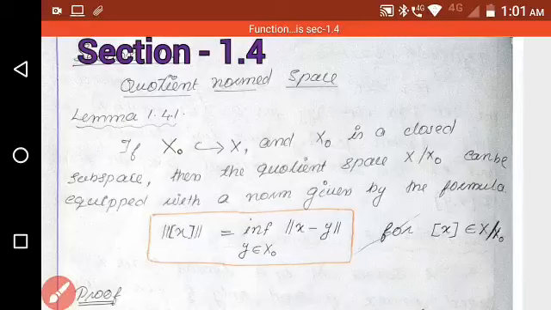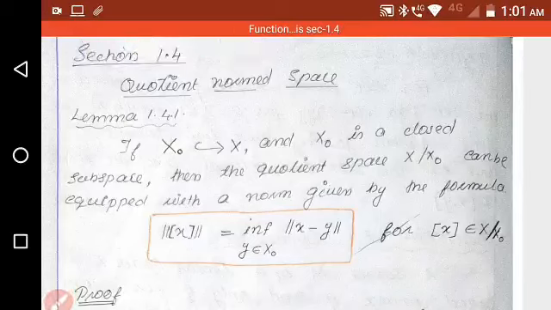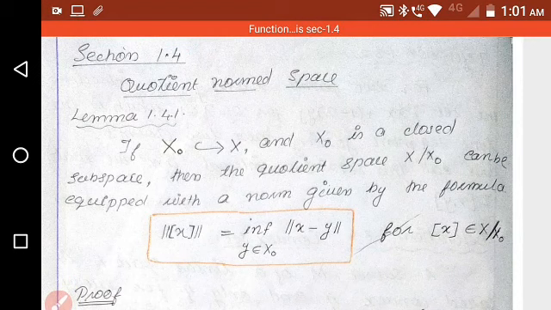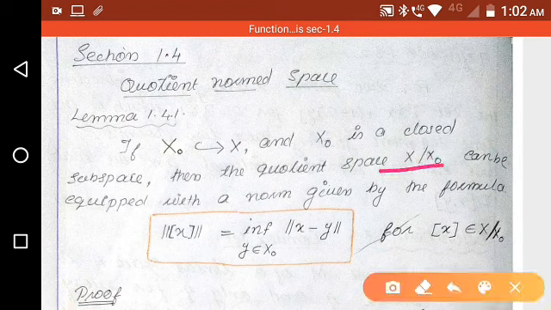Hello dear students, today we are discussing section 1.4, that is quotient normed space. We have already defined what a quotient normed space is. So in this section we are concentrating on the norm of the coset x, let us call it the quotient norm. The quotient norm on the space X quotient X naught, where X is a linear space and X naught is a subspace of capital X.